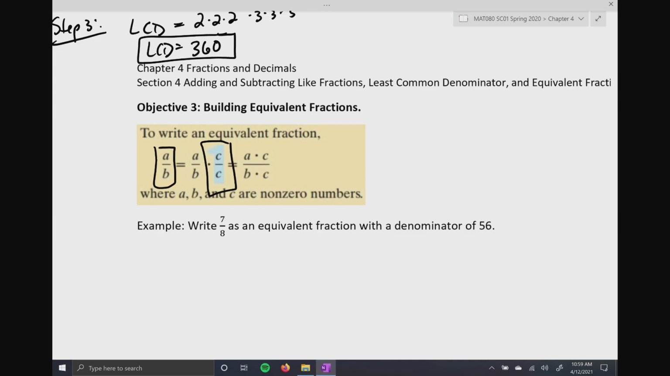So for now, just know how to find an LCD, know how to multiply and divide fractions, know how to add fractions with a common denominator. Sorry, my voice is going. So if you have any questions, just let me know.